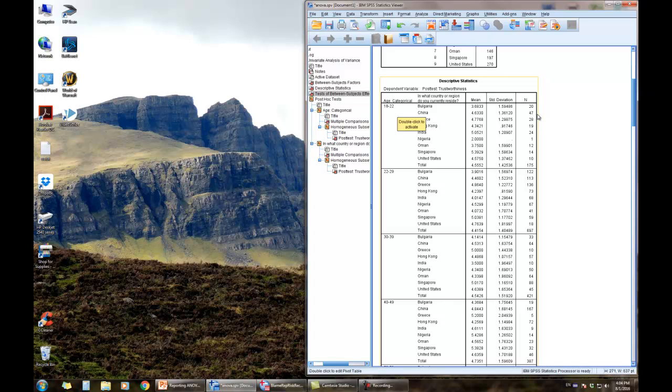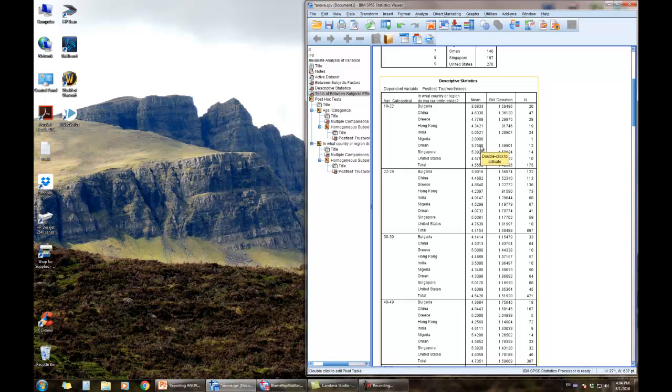Now, anyhow, the way that I would describe these results is to go back to these means, and for each of the categories, see if you can identify some of the basic trends for the numbers. So, for example, looking at the lowest, now in this case there's only one person who's 18 to 22 from Nigeria, I'd probably discount that for too few respondents.